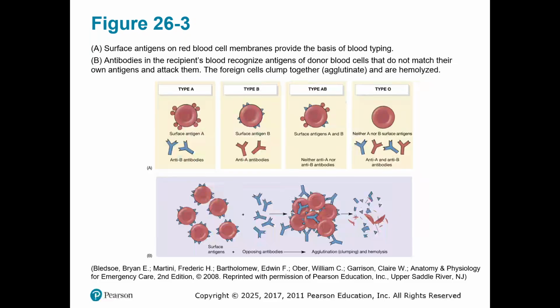And then we look at type AB. It has neither anti-A nor anti-B antibodies. See? And then you have type O, which has both anti-A and anti-B antibodies, each Y-shaped. Anti-A is blue, while anti-B is red.